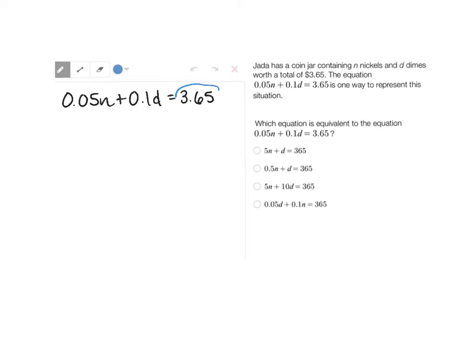All right, so a place you might want to start here is looking at what happened on the right side. So in all of our choices, we're getting 365 for the right side of our equations. All right, so I would start by thinking about what operation did I use to get here?